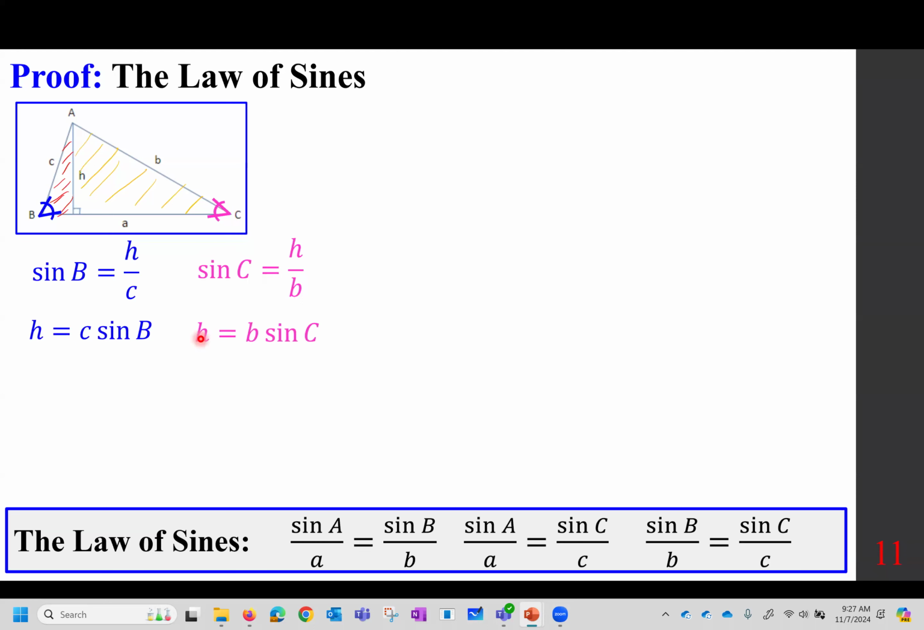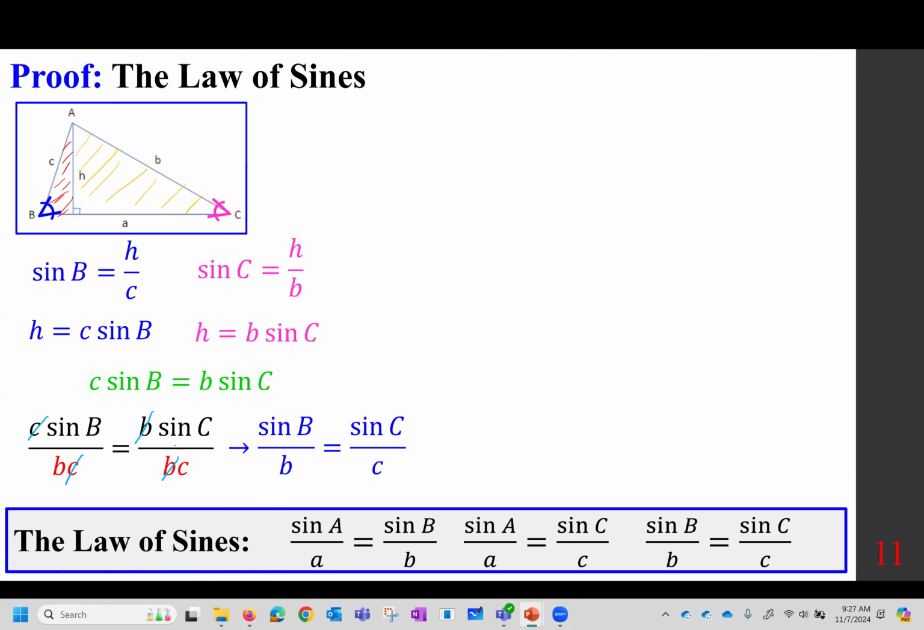So if they are both h, they must be identical. And so divide both sides by bc. So what happens? Sin B over b equals sin C over c. This part.